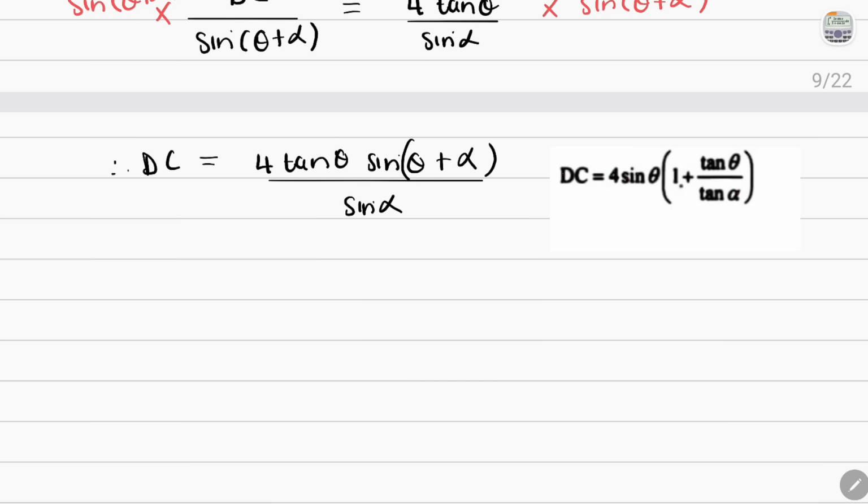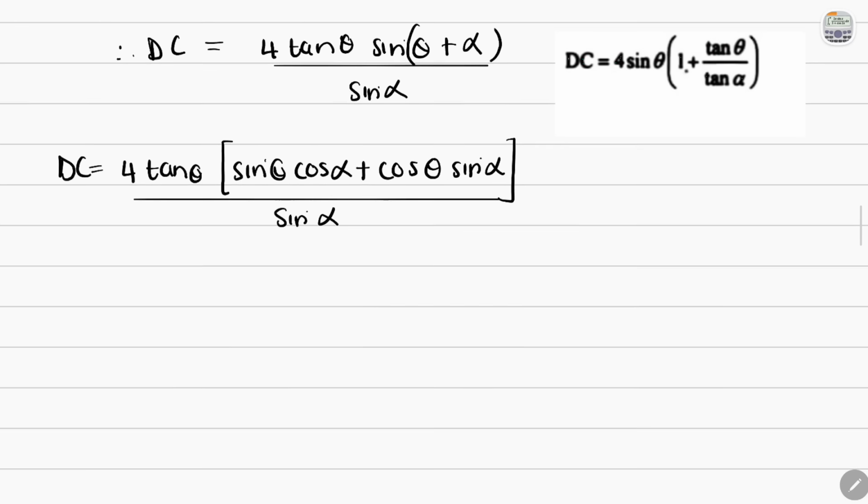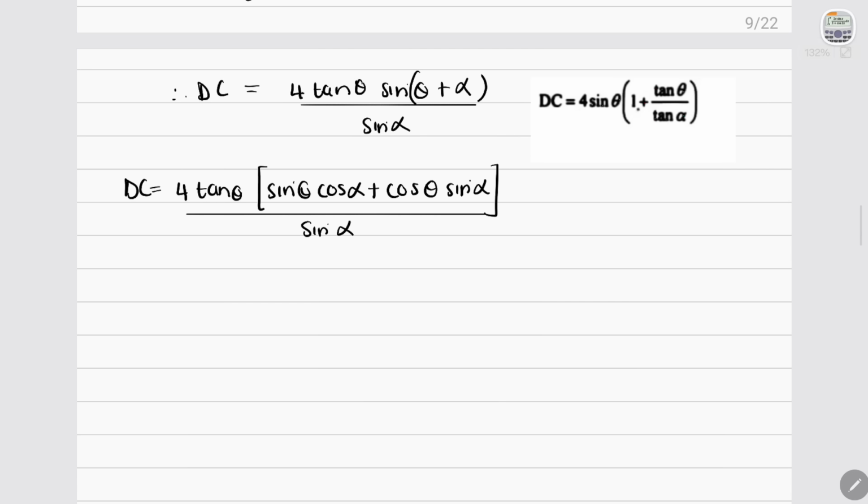We can use compound angle formulas for this. The compound angle formula for sine of A plus B. So we know that we'll have DC is equal to 4 tan theta multiplied by, now this becomes two terms, so I'm just going to use brackets: sine theta cos alpha, plus cos theta sine alpha. And then this goes all over sine alpha. Let me just remove this so it doesn't distract. So this is what we have.